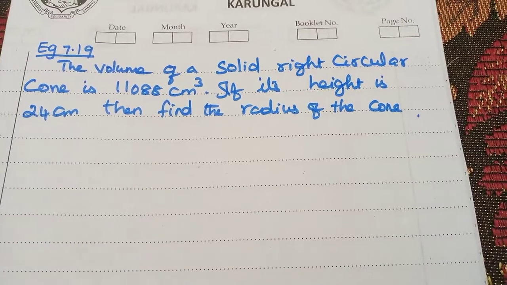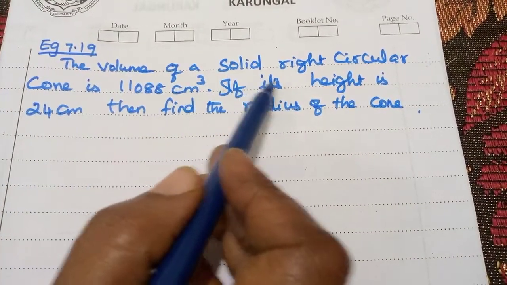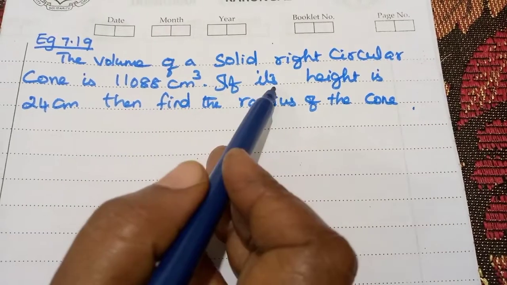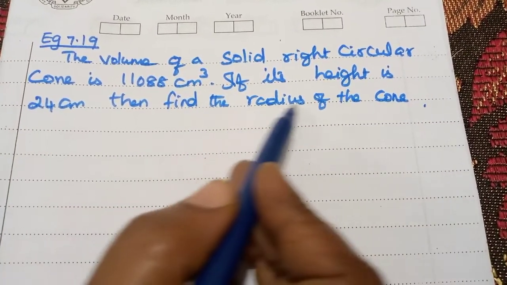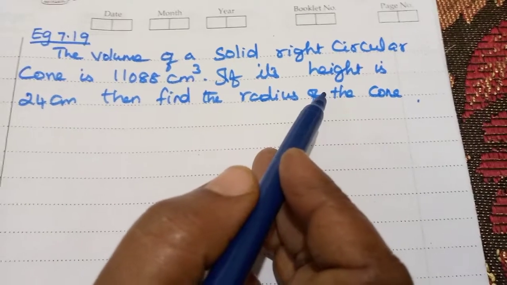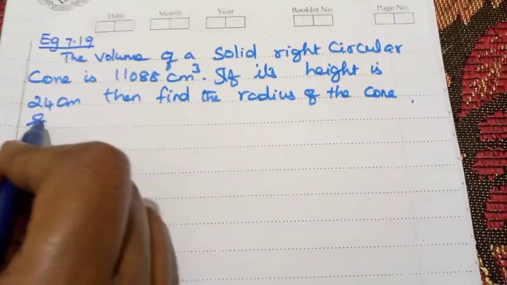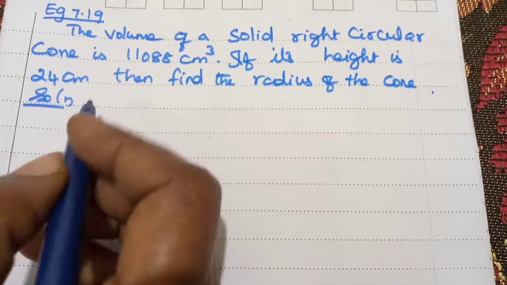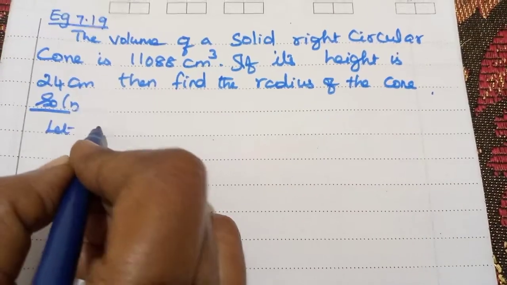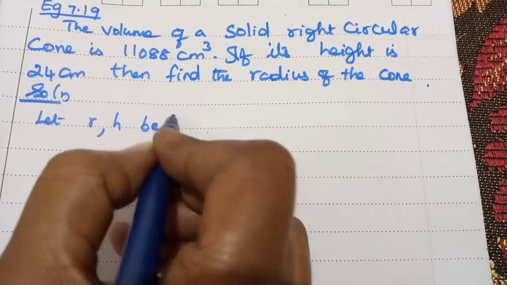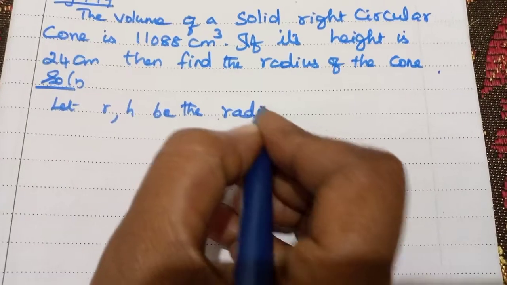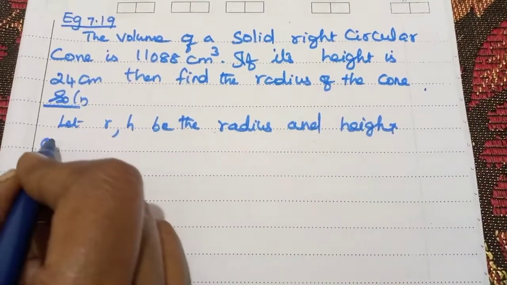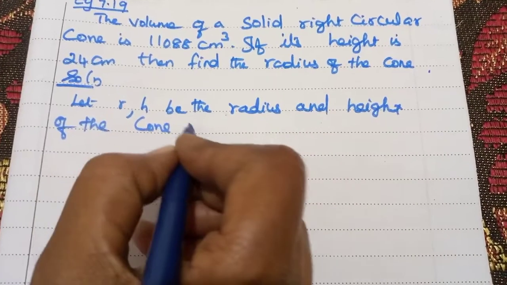Okay, next we are going to do the volume of right circular cone. Example 7.19. The volume of a solid right circular cone is 11,088 centimeter cube. If its height is 24 centimeter, then find the radius of the cone. Okay, so here volume is given, radius we have to find out, height also given, easily we can find out. Okay, let r comma h be the radius and height of the cone respectively.